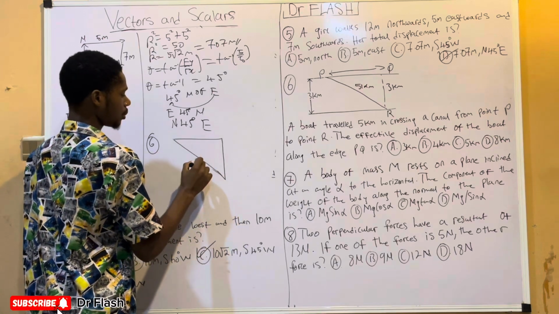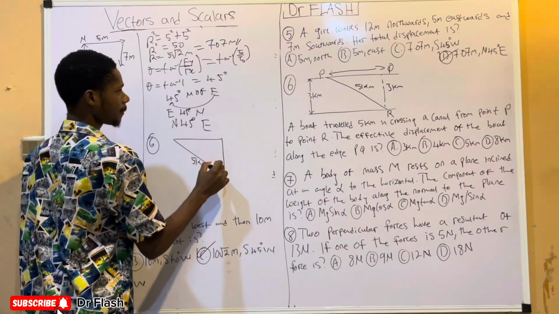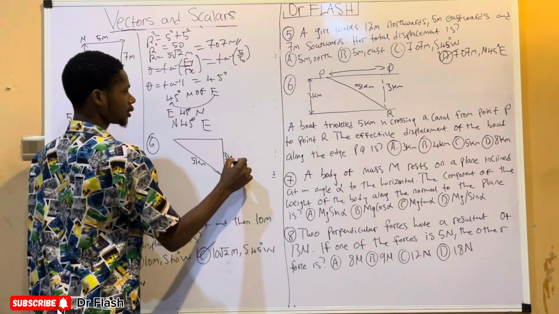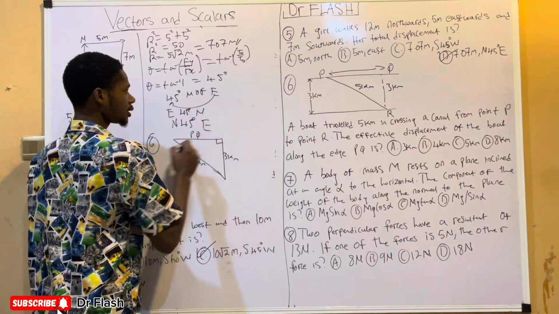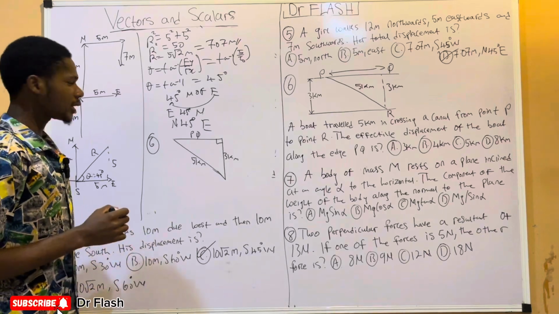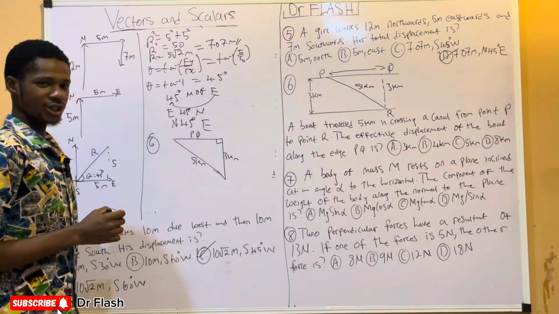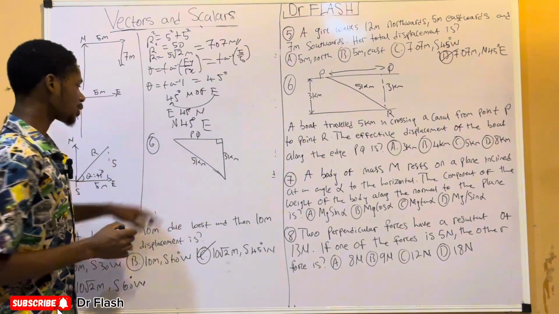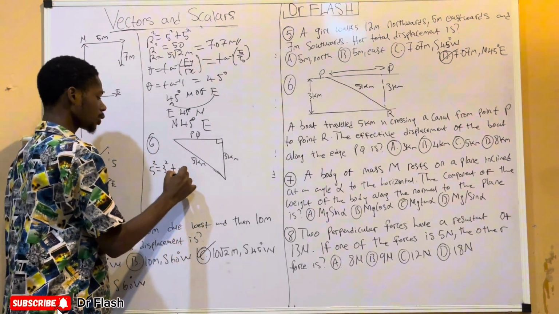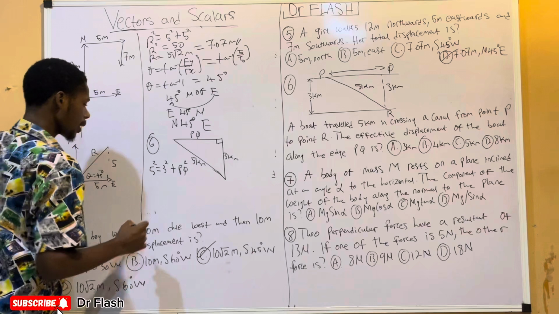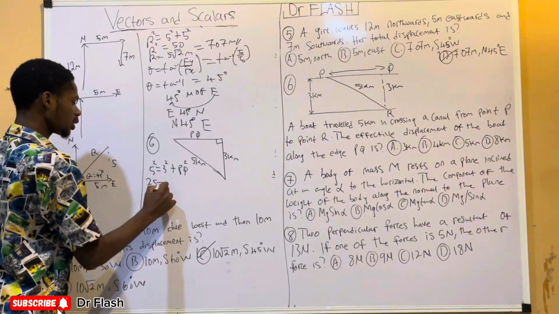Okay, here is 5 kilometer, here is 3 kilometer, and we have PQ. Okay, here is 90 degrees. Now to do this, remember the trick we used, Pythagoras theorem, the longest side squared. So we are going to have 5 squared is equal to 3 squared plus what? PQ squared.